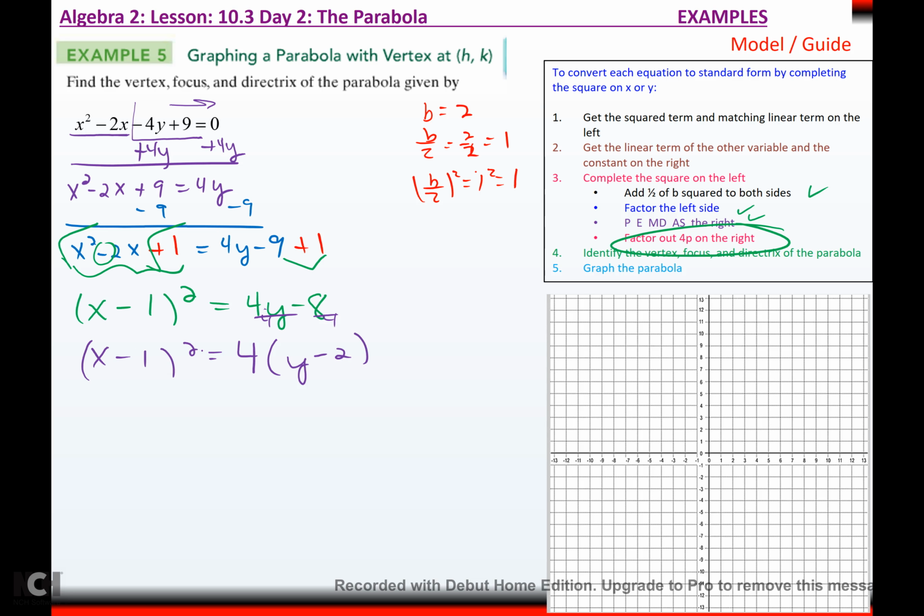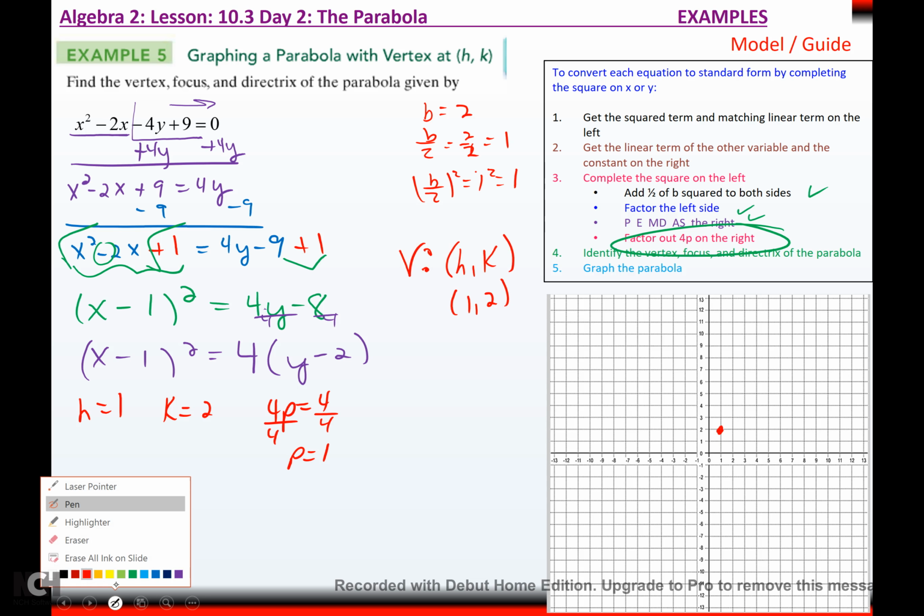And now I'm in this form where I can see that my h is 1, my k is 2, and 4p is 4, which means p equals 1. So I'm going to have a vertex at h comma k, which is going to be 1 comma 2.